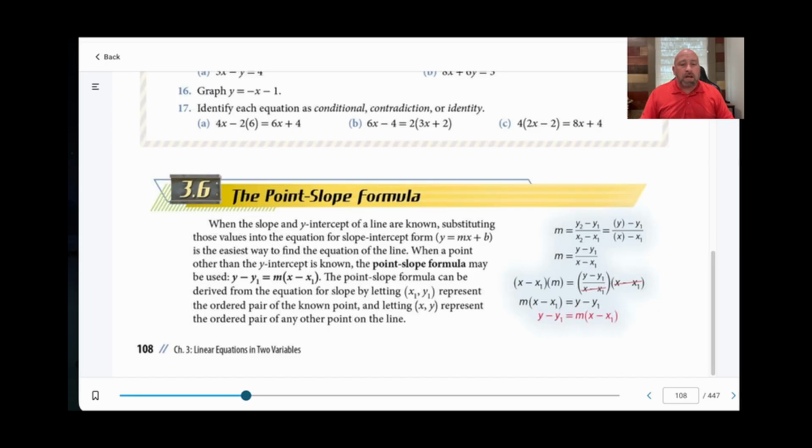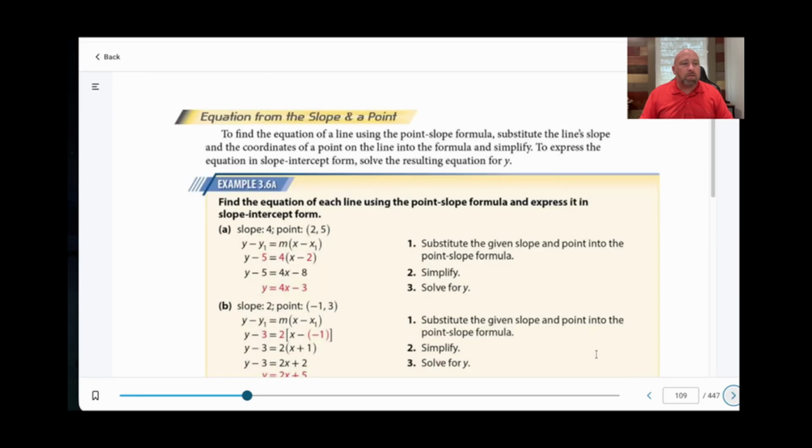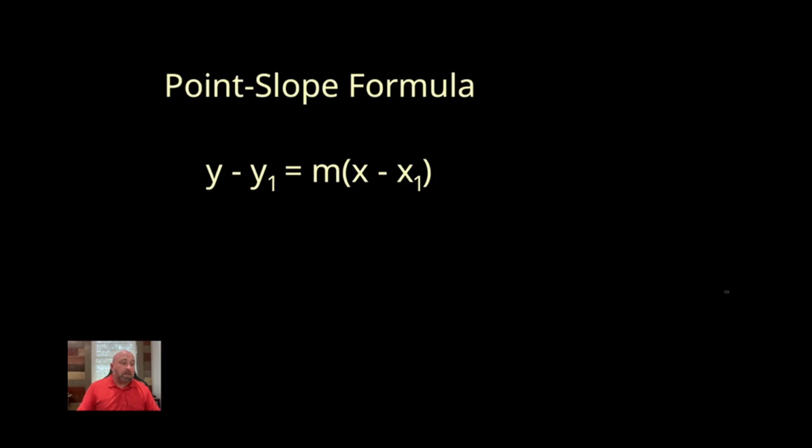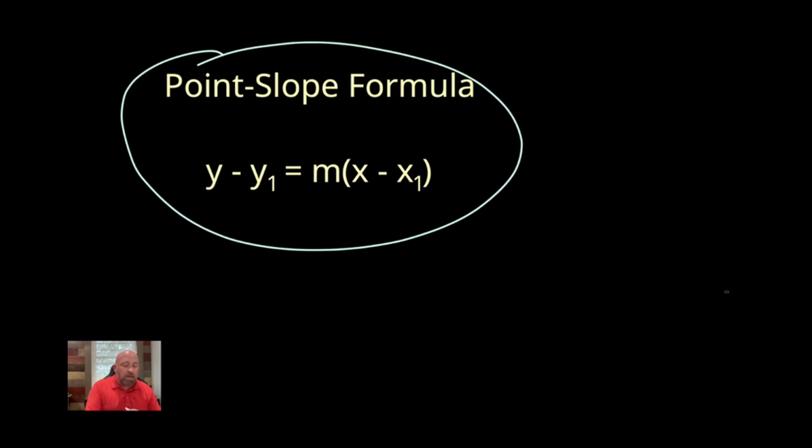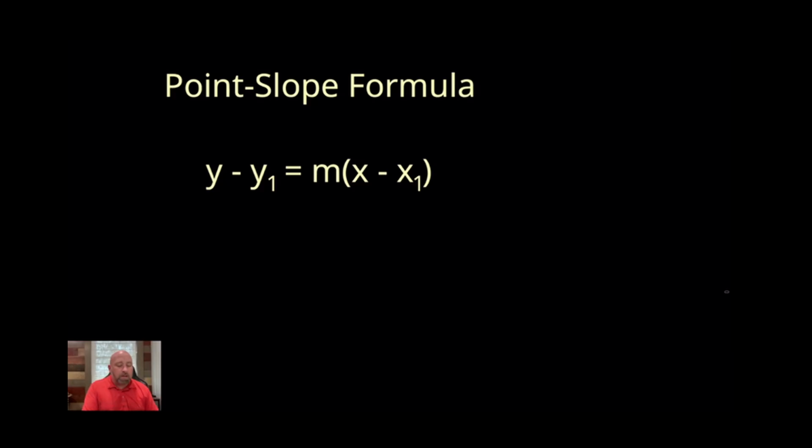All right, so let's go ahead and turn the page over, page 109. Let's do some of these together. First of all, let's focus on what we're looking at. We are looking at the point-slope formula, and here it is: y minus y1 equals m, which is slope, times x minus x1. What is x1 and y1? Well, that's the point that we know. That's the point that they give us. That's the point that maybe is on the graph, whatever it is. That's the point that we have.